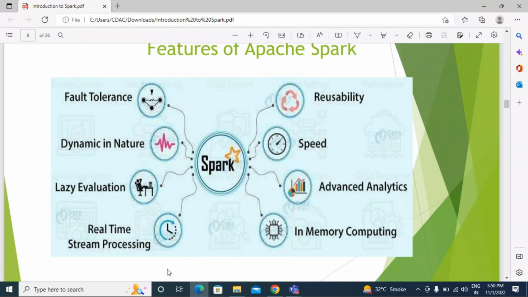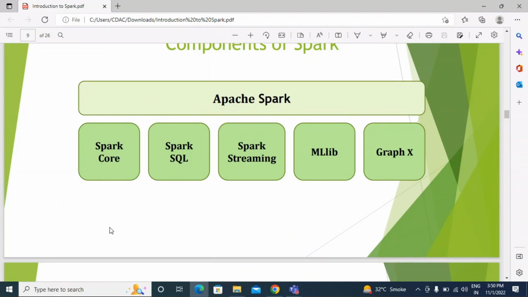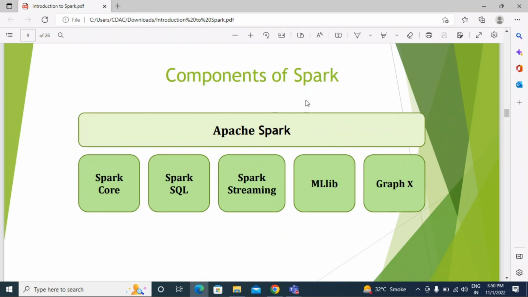Spark streaming is one domain where you can process streams of data, on real time. So that is one of the features of your Spark. Again, these are the components of your Spark. So you have Spark Core, you have Spark SQL, Spark Streaming, Spark ML libraries, and GraphX.